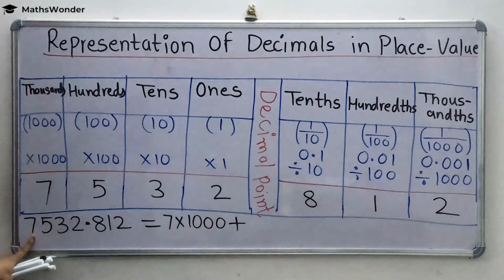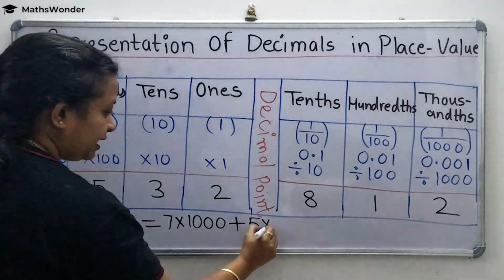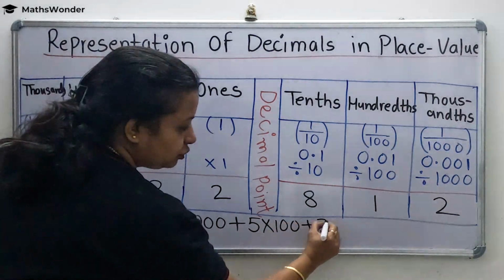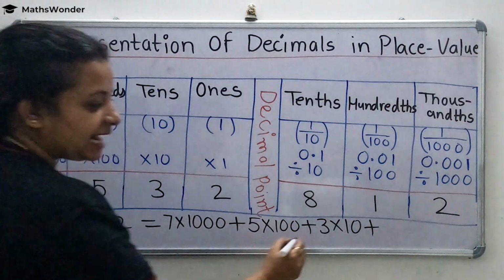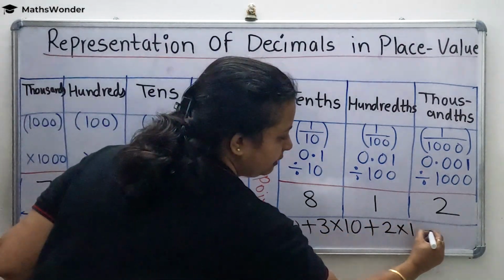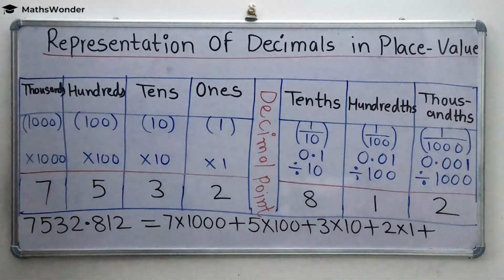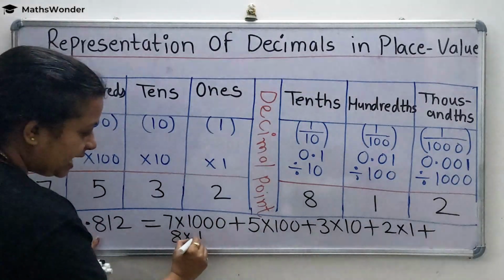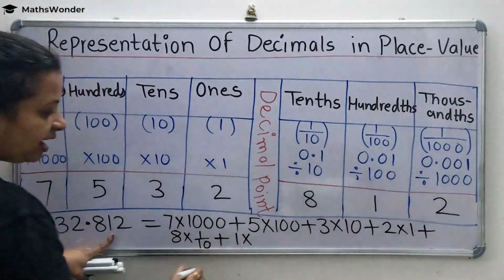So 7 times 1000 plus 5 times 100 plus 3 times 10 plus 2 times 1 in the ones place. Now come to the digits after the decimal. 8 is at the tenths place, so you will write 8 times 1/10, plus 1 is at the hundredths place.